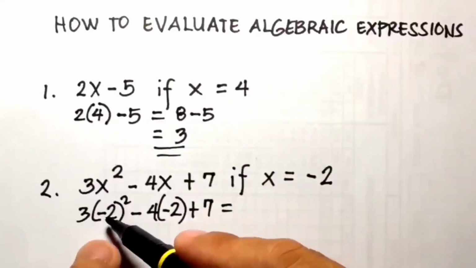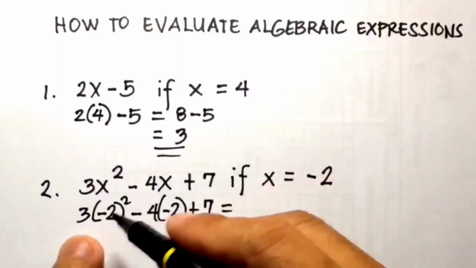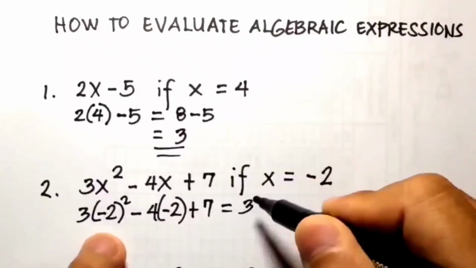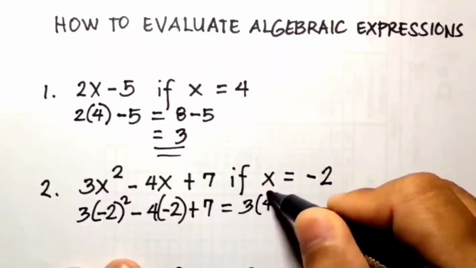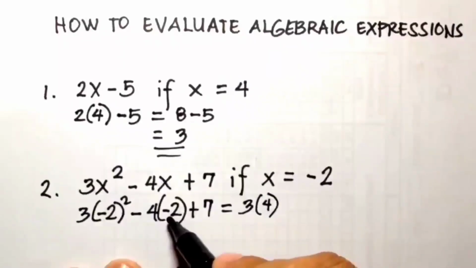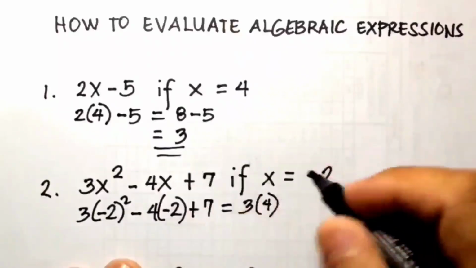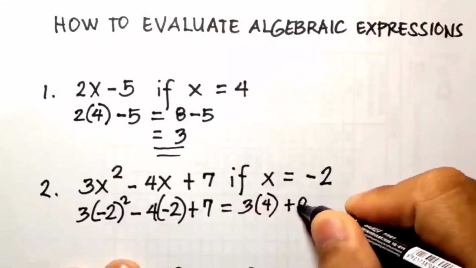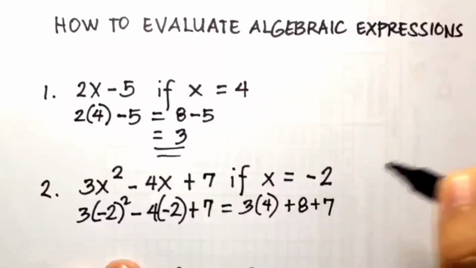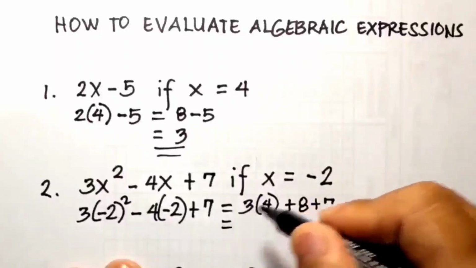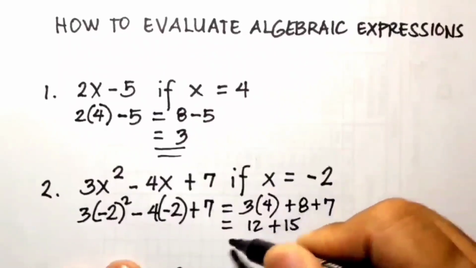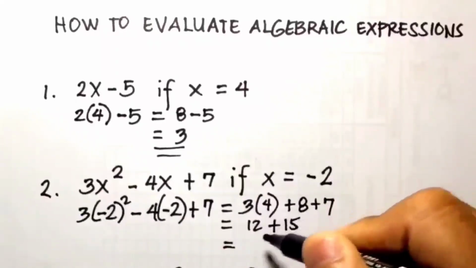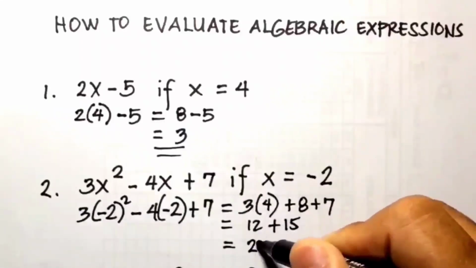So we're going to have first negative 2 squared, so we're going to have 3, then negative 2 squared is 4, so times 4. Then negative 4 times negative 2 is 8, so this will be plus 8, then plus 7. Then 3 times 4 is 12, then 8 plus 7 is 15. Then 12 plus 15 is 27.